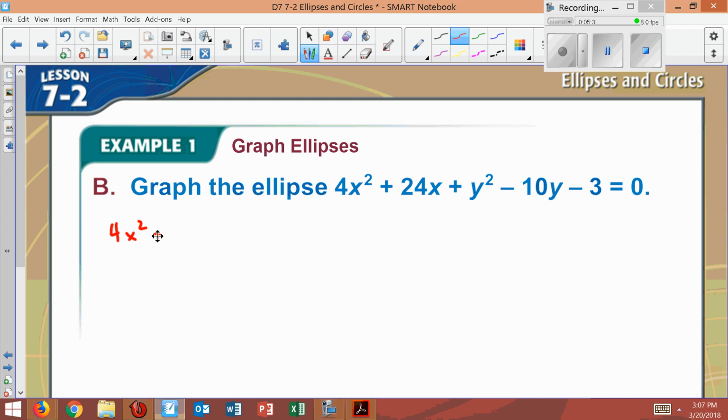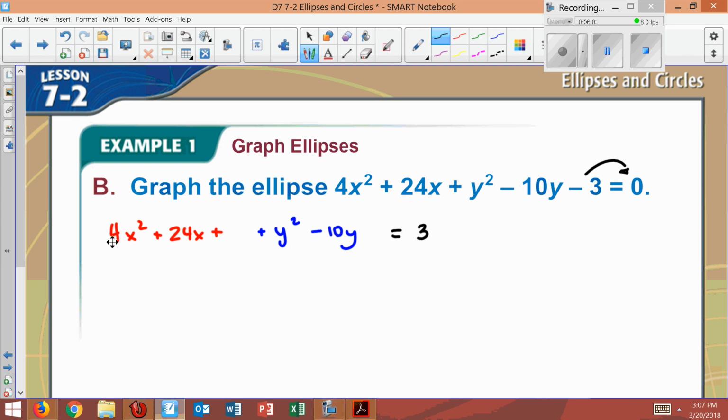So 4x squared plus 24x. I'm going to put a blank for C. And then I'm going to move on, and then I'll do my y's. Since it's squared, it'll also be in the left. So I'd have y squared minus 10y, and I'll put a blank. And then I'm going to put the singles on the other side. The 3 doesn't have a partner, so it goes over here. Becomes +3.